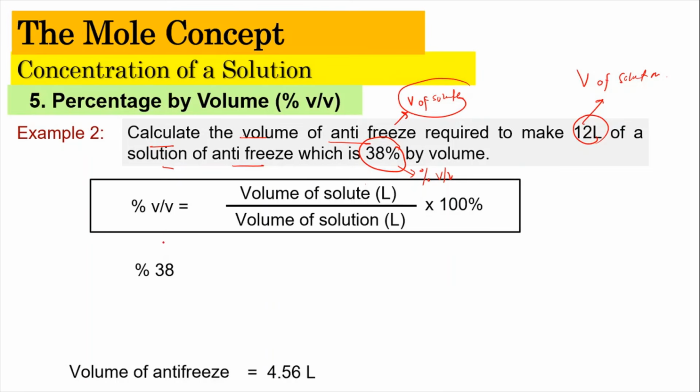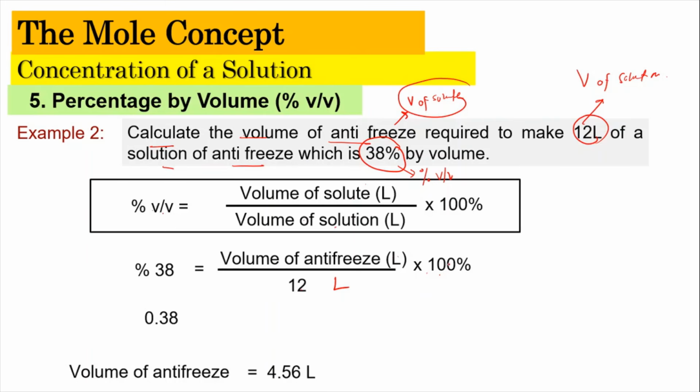So basically you just plug in, which is the volume by volume, is 38%. The volume of solute, which is the antifreeze, is something that you want to find out, divided by volume of solution, which is 12 liter. Okay, so liter here also needs to be in liter, and then times 100%. So now the 100%, we're going to bring it to the left hand side, and we can multiply 0.38 times 12 in order to get the volume of antifreeze, which is 4.56 liter.